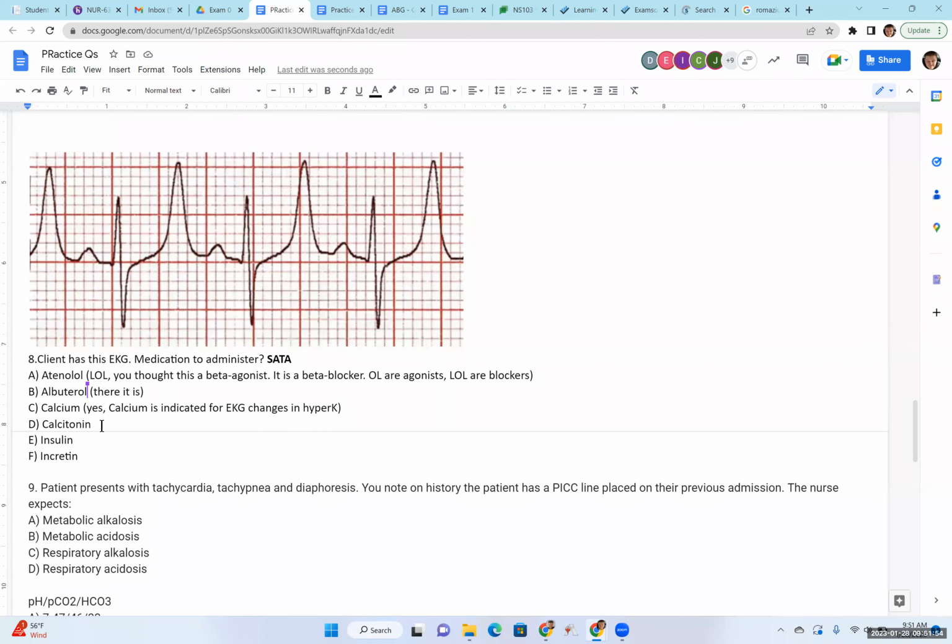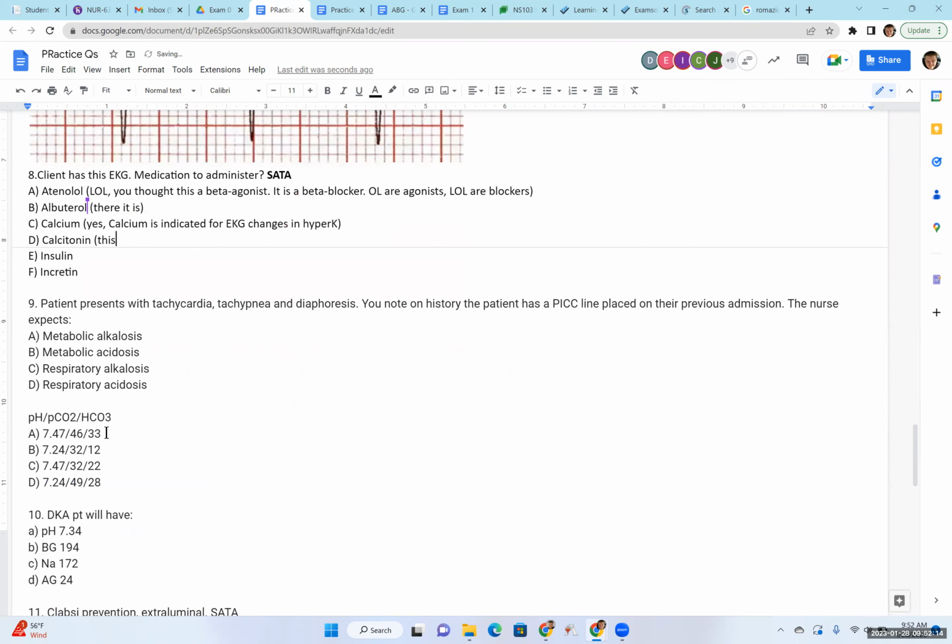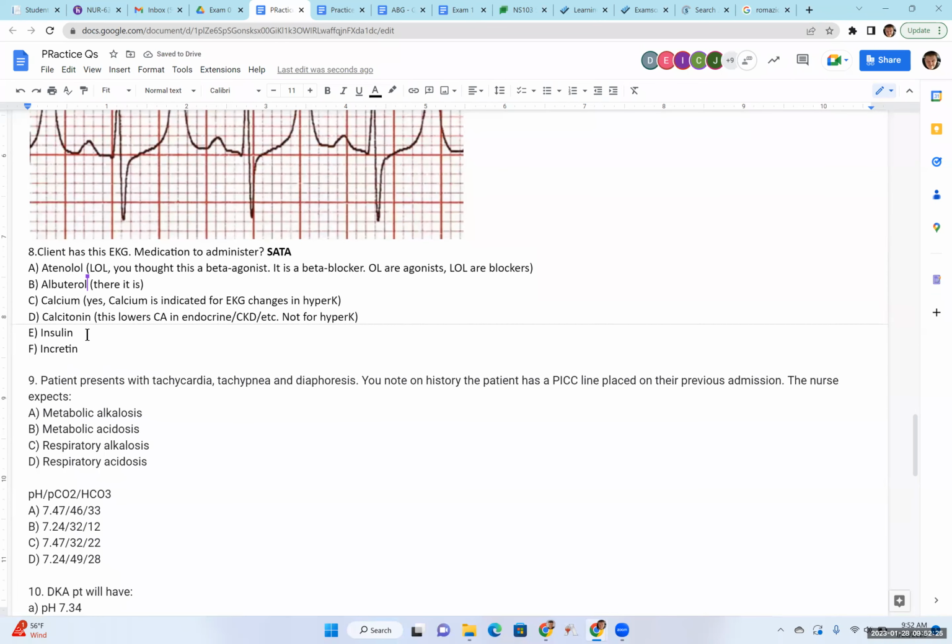What about calcitonin? Haven't heard of that, right? But calcitonin is to tone down calcium. That lowers calcium levels. Sometimes it's given for hyperparathyroidism and kidney failure and such. But yeah, that's for patients that have high calcium levels. We give calcitonin, and this lowers calcium. It's endocrine, or CKD, etc. Not for hyper K.